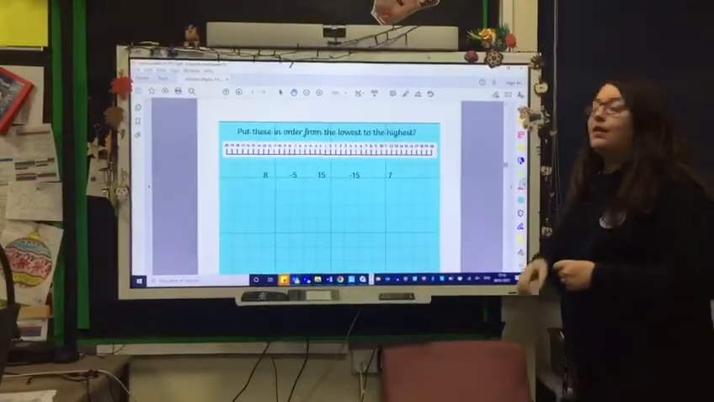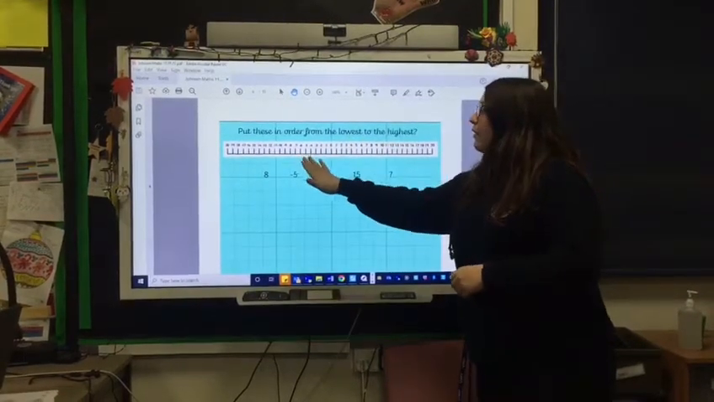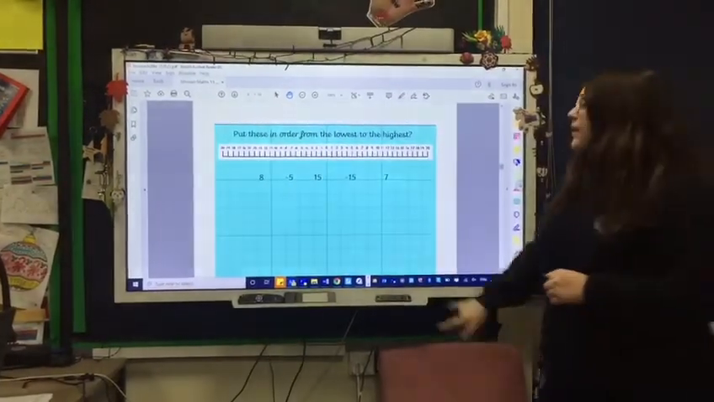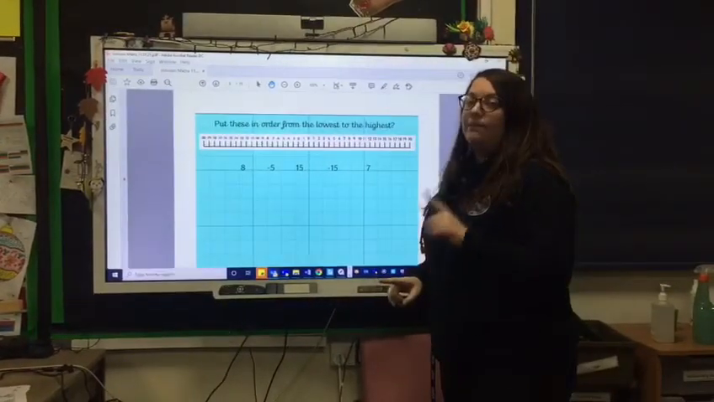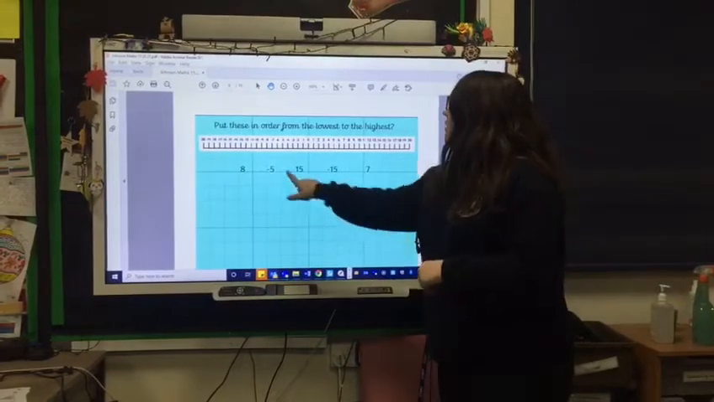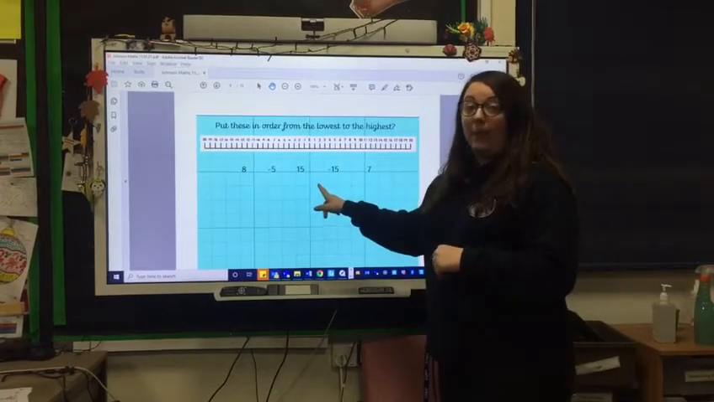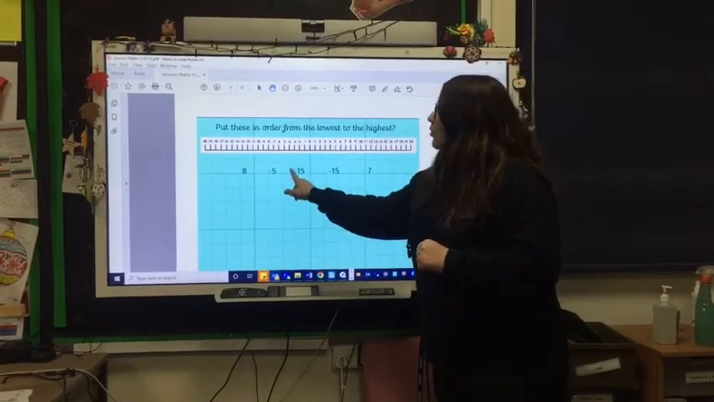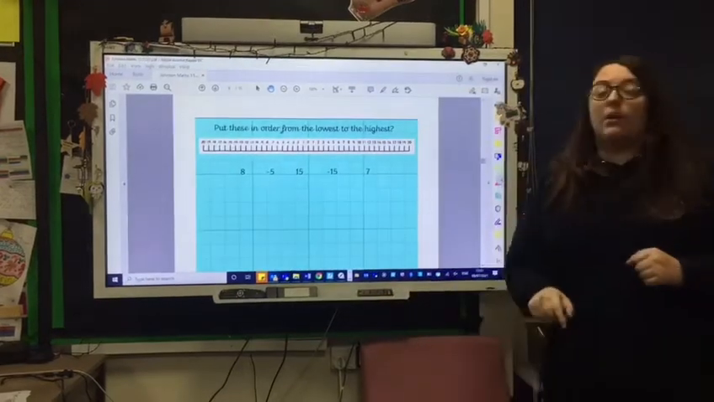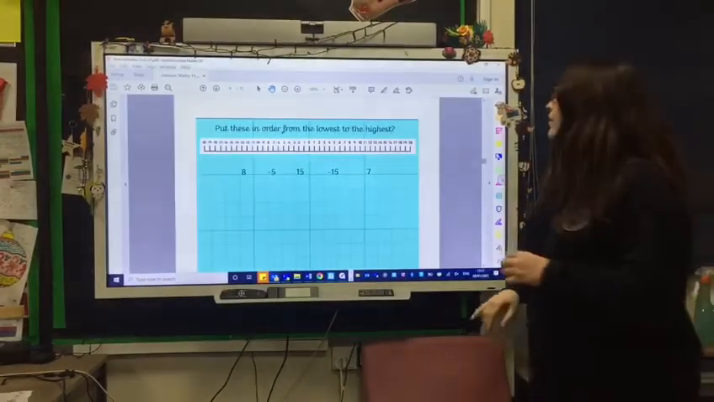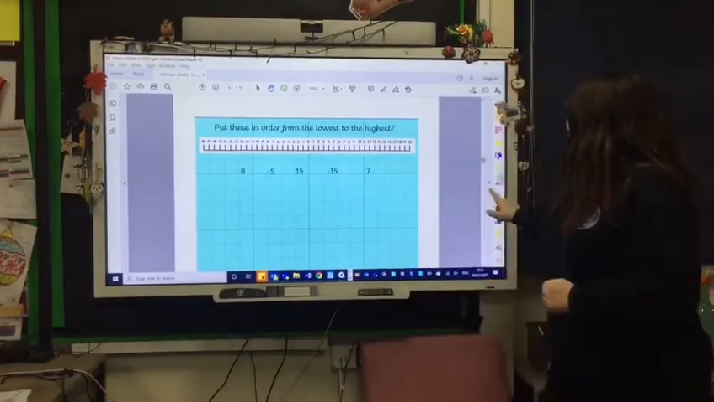Okay, welcome back. So our lowest temperature is the one that's furthest away from 0. We know that the lowest temperature is going to be one of the minus numbers. If you see a minus temperature on the weather, you know it's going to be cold. The one that's furthest away from 0 is -15, so that is our lowest temperature. Our next lowest will be the other minus number, -5. And hopefully you should be able to put the rest of the numbers in order from the lowest to the highest. Next will be 7, then 8, then 15.